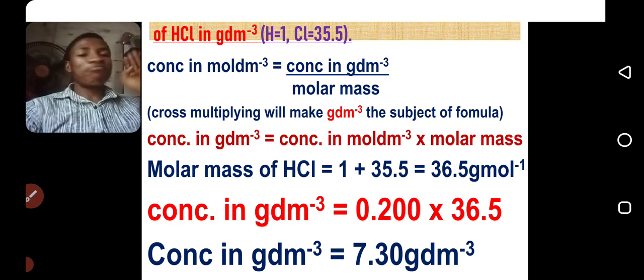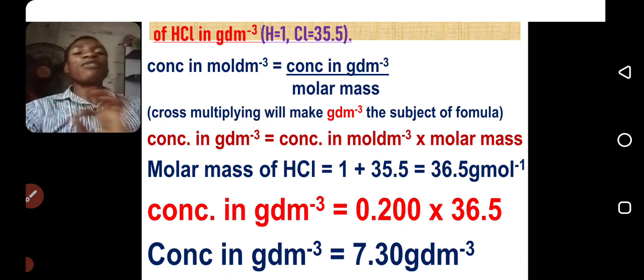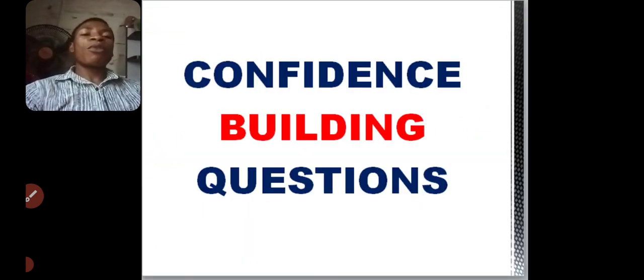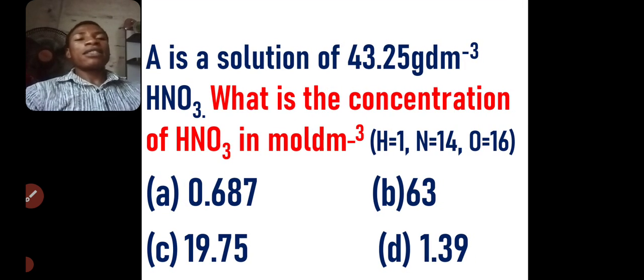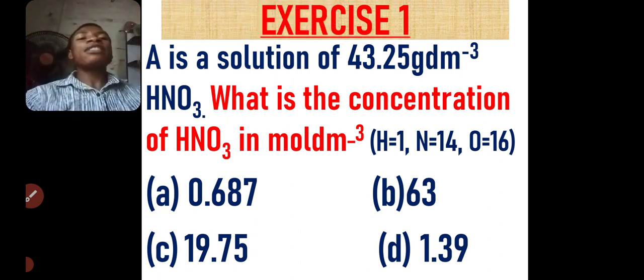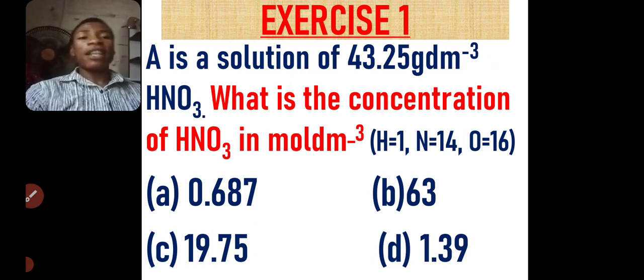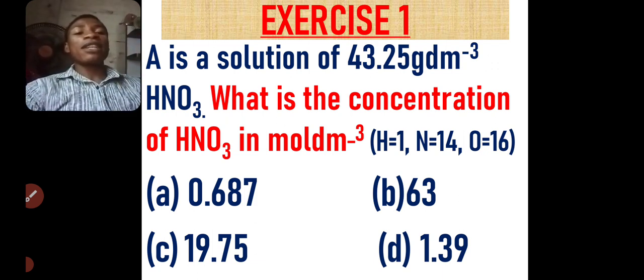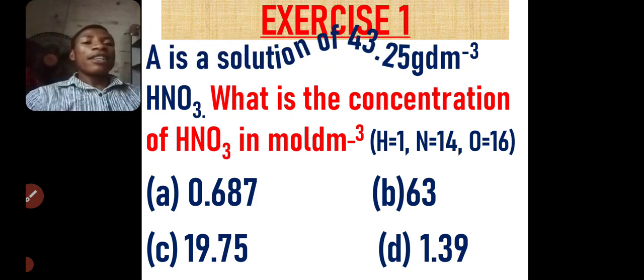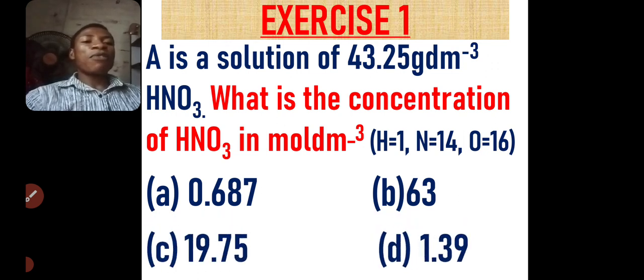So very easy to convert from mole per dm cube to gram per dm cube. Changing from gram per dm cube to mole per dm cube is also quite easy. So let's see some confidence building questions. Question number 1. A is a solution of 43.25 grams per dm cube HNO3. What is the concentration of this acid in mole per dm cube? H is 1, N is 14, O is 16. So solve out the question. Let's see which of these options will be your answer. Is it 0.687? Is it 63? Is it 19.75 or 1.39?